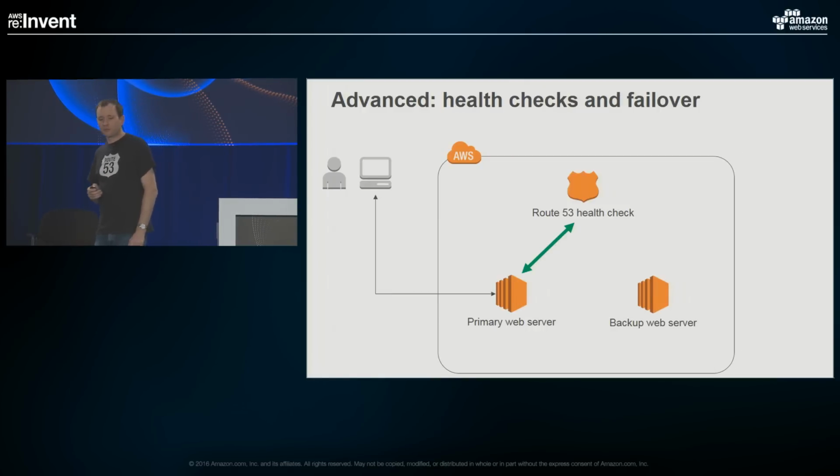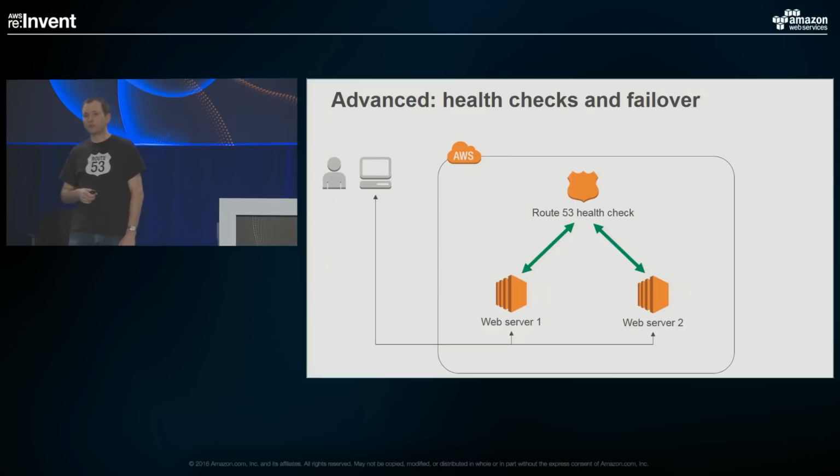Another useful feature for public DNS is health checks and failover. So this allows you to set up things like a backup web server in case your primary web server were to become unreachable. Route 53 can provide a health check for you of that primary web server. And if that shows that your primary web server is no longer reachable, Route 53 will automatically stop giving out the IP address of that primary server and instead give the IP address of your backup web server.